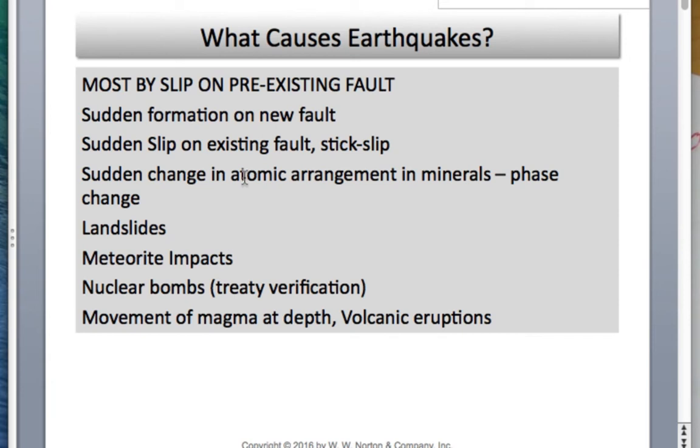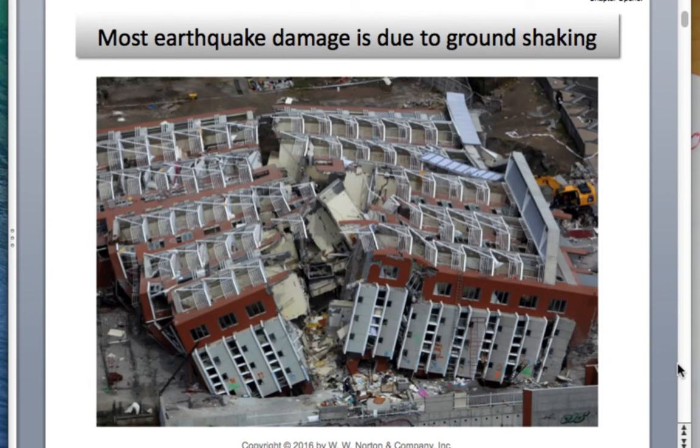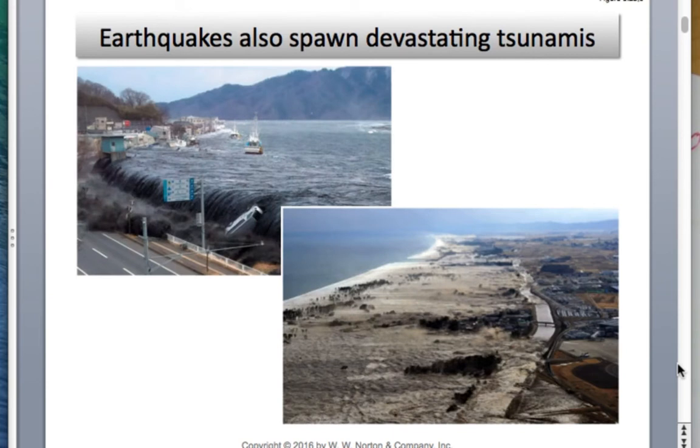Large landslides can cause earthquakes, as can meteorite impacts and nuclear bombs. In fact, seismologists are employed by the government making sure that the nuclear treaties are upheld. And then movement of magma under a volcano and volcanic eruptions can all lead to earthquakes. Obviously earthquakes cause destruction: ground shaking, buildings toppling, liquefaction. We'll talk about that in a little bit. Tsunamis too, and here's the 2011 Japan earthquake that we'll say more about in a little bit.